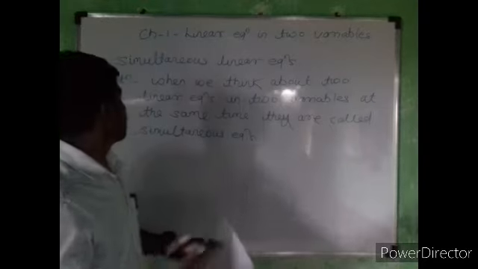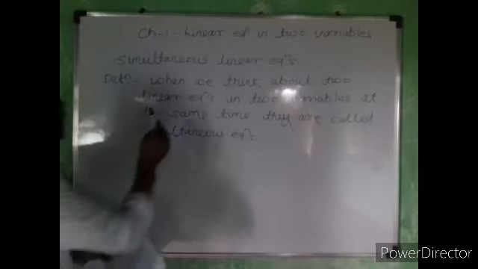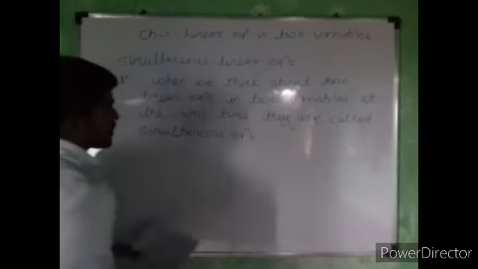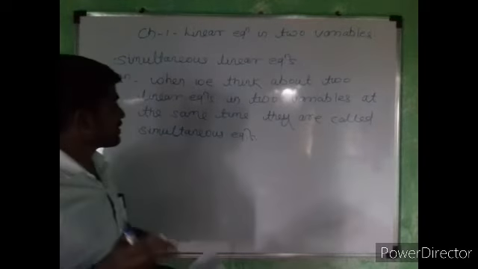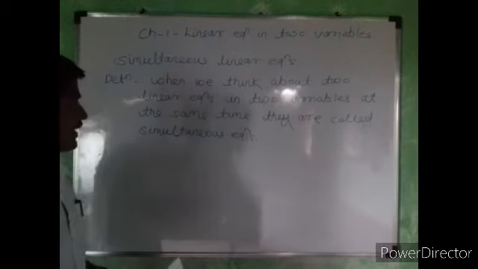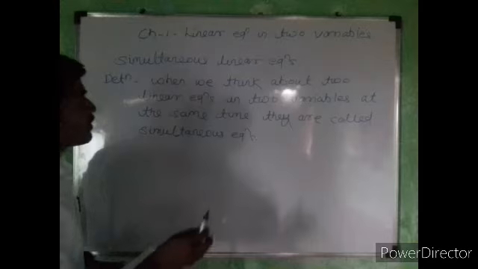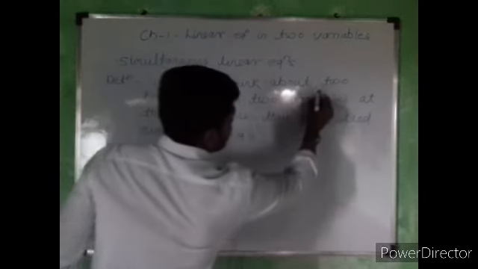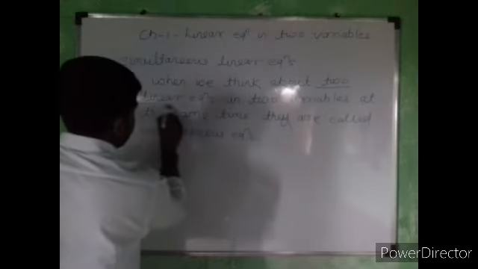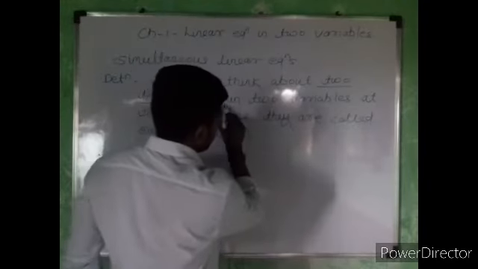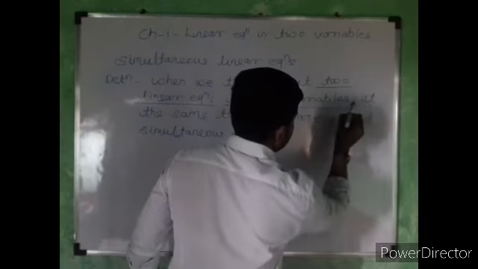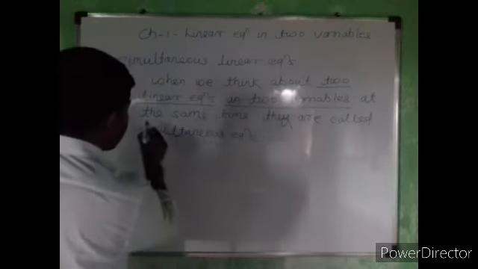Do you understand? See here, when we think about two linear equations in two variables at the same time, they are called simultaneous equation.